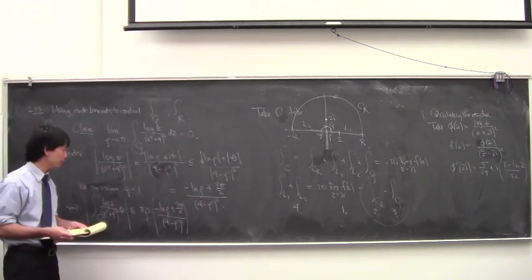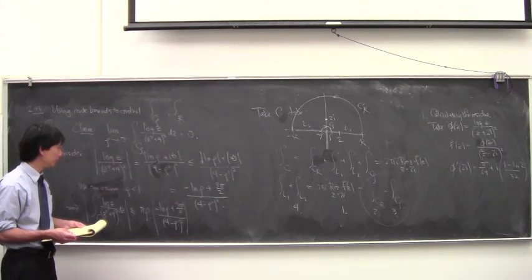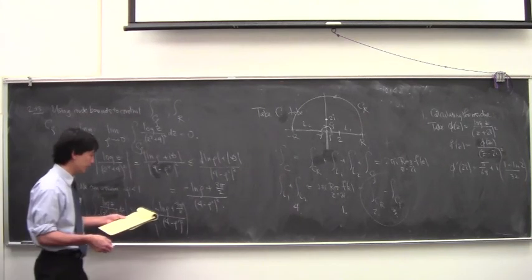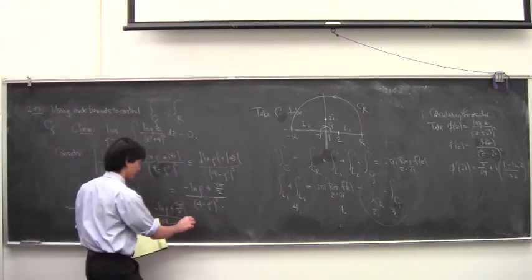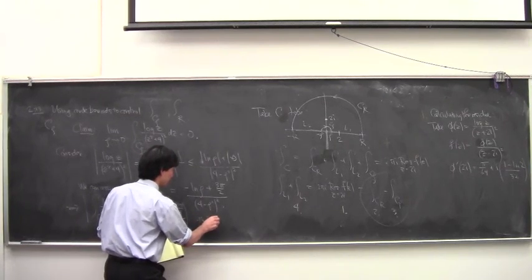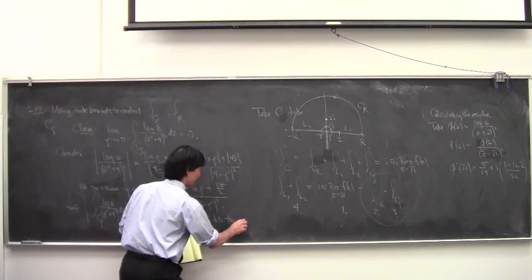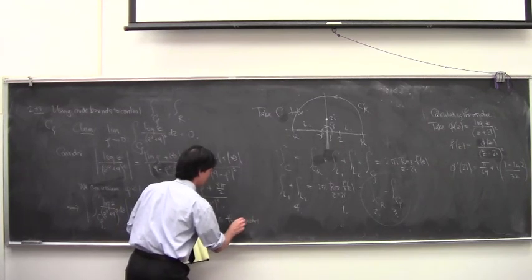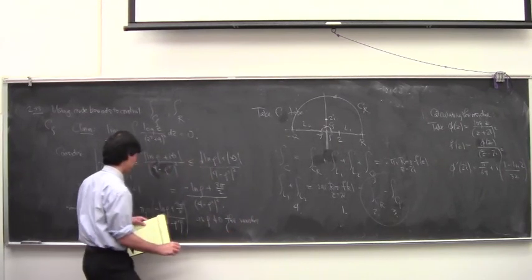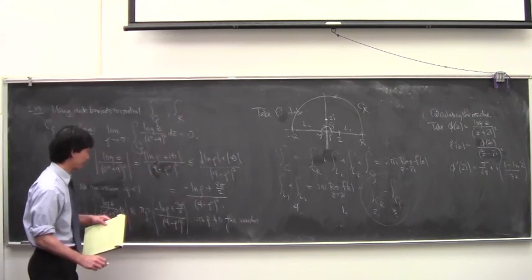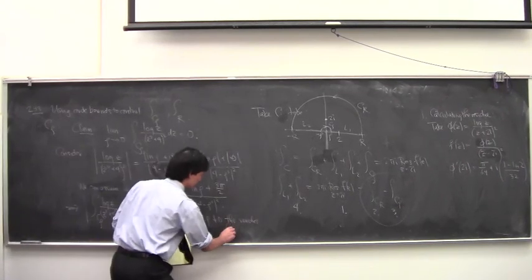Okay, and you see what happens. As rho goes to 0, this also goes to 0. This vanishes via, you could use, say, L'Hopital's.